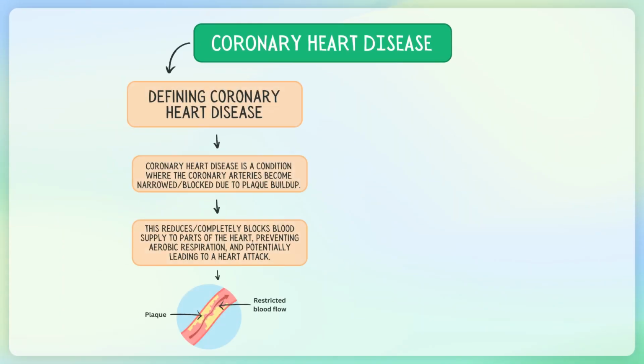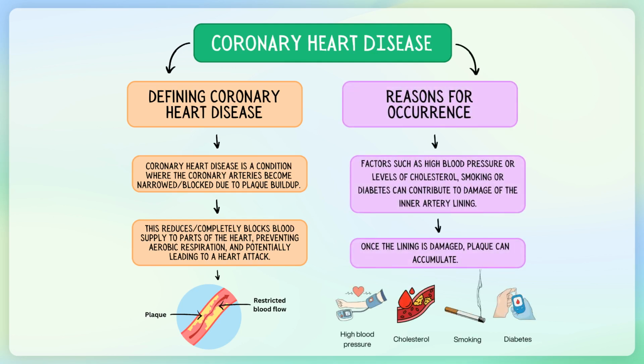To summarize, coronary heart disease is a condition where the coronary arteries become narrowed or blocked due to the buildup of plaque. This reduces or completely blocks the blood supply to parts of the heart muscle, preventing aerobic respiration and potentially leading to a heart attack. Understanding how coronary heart disease occurs and its impact on the heart is essential for both preventing this condition and treating it when it occurs.